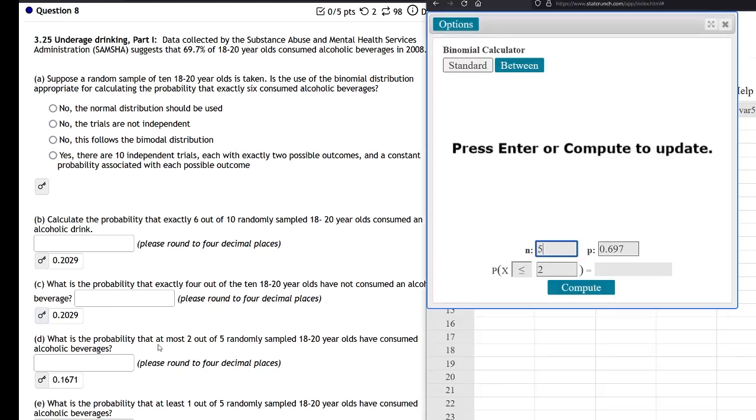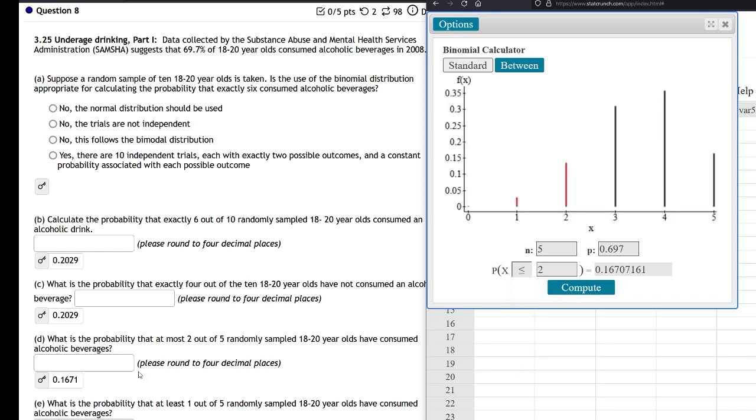What is the probability that at most 2 out of 5 randomly selected 18 to 20-year-olds have consumed alcoholic beverages? So now our N is changing to 5 because we're grabbing 5 people. The probability isn't changing for each individual one, but we have to say here, at most 2 means less than or equal to 2. 0, 1, or 2 means at most 2. So then we go here, we hit compute, and we get our number over here, 0.1671. It matches what we're getting over here once you round. Okay, so that's how you use the normal and binomial calculators to help you do these probability problems.